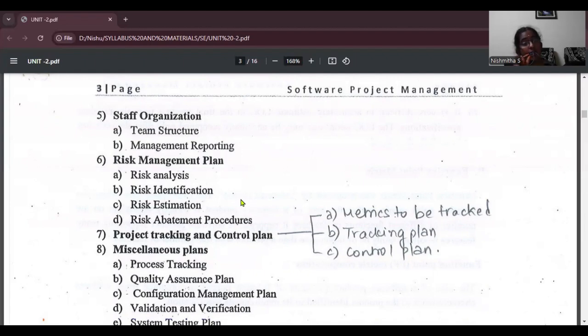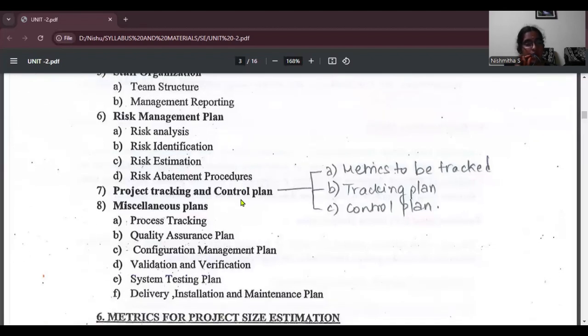Risk abatement procedures include the steps that are taken to avoid risks, or steps to be taken when we overcome any risks, and many more. The next, seventh factor is the project tracking and control plan, which involves metrics to be tracked, the tracking plan, and the plans to control the risks in a project. The last and final phase is the miscellaneous plans, that is process tracking. Each stage of the process is tracked for better performance of a project.